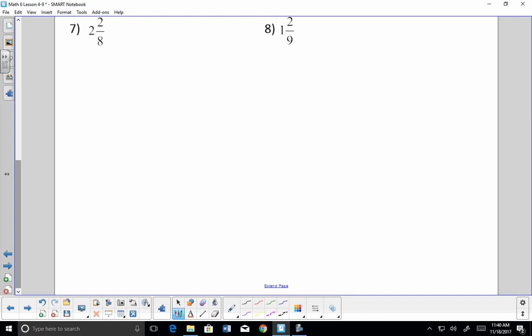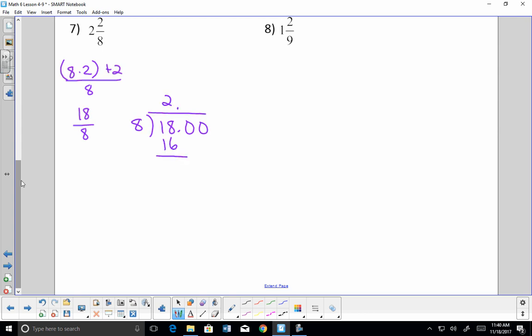So we're going to change it to an improper fraction. So 8 times 2 plus 2 all over 8. 8 times 2 is 16 plus 2 is 18, so we have 18 eighths. So take 8 and divide it into 18. 8 goes into 18 twice. 8 times 2 is 16. 18 minus 16 is 2.